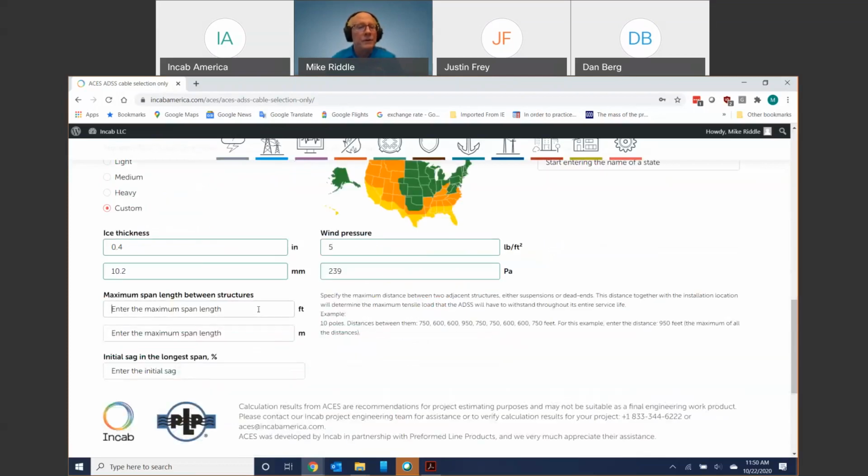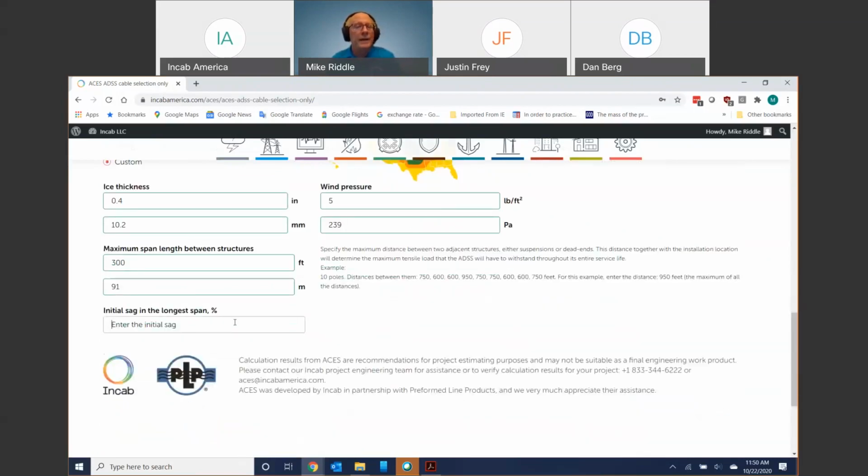And again, your max length. So let's say 300. How much sag do you want? Now for the ACES world, what's most common is 1%. You also see 1.5%. And I've also learned that companies are out there saying less than 1%. I don't think that's particularly ideal. I think that's already kind of tight.